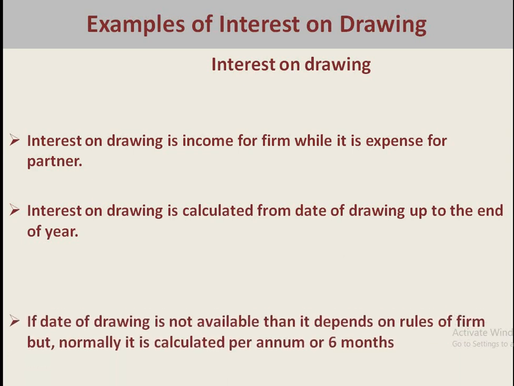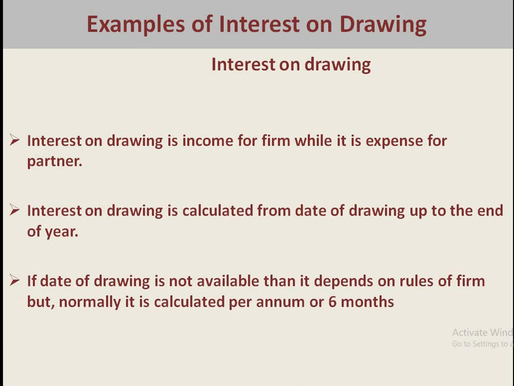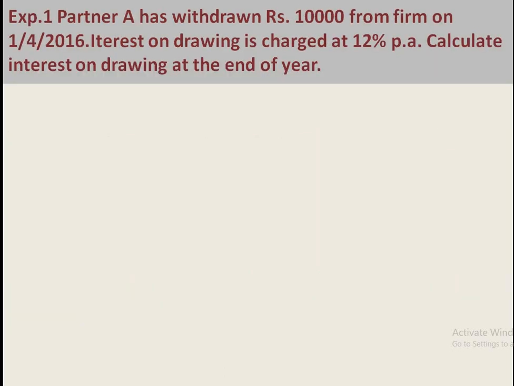That is very important. If date of drawing is not available, then it depends. Especially this rule is for academic purposes, because practically, of course, when he draws, there is always proof. But in academics, if date of drawing is not available, then it depends on rules of firm. Normally, firm charges per annum interest on drawing for 6 months. Okay. Let us start some examples.